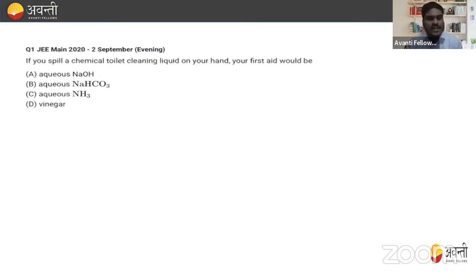Yeah. This question was asked in JEE 2022. If you spill a chemical toilet cleaning liquid on your hand, करना नहीं कभी, your first aid would be, पहला step क्या होगा, first aid क्या होगा भाई तुरंत उस समय? If I'm talking about the chemical toilet cleaner, like HCl, they have H2SO4, some acids are used now. So for toilet cleaning liquid on your hand, your first aid would be aqueous NaOH, aqueous NaHCO3, aqueous NH3, or vinegar.